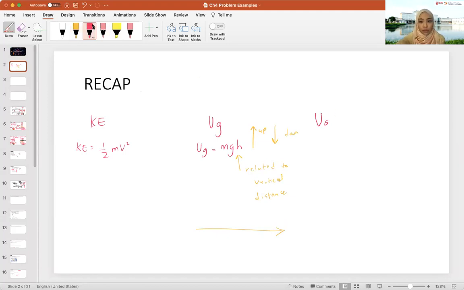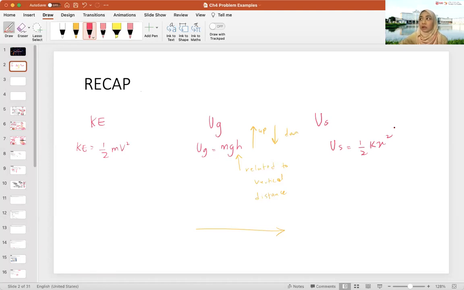And then we have US, which is the spring potential energy. Sometimes we call it elastic potential energy. For this equation, where US is equal to 1/2 kx squared, this is specifically for a spring. And we call it elastic potential energy. There are other instances where we have elastic potential energy.